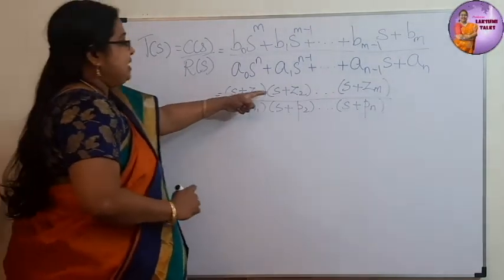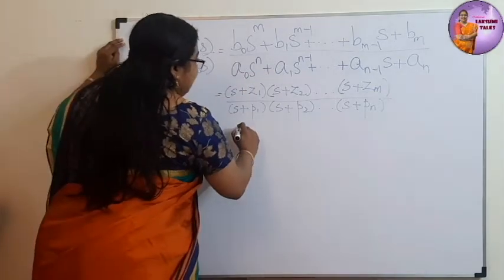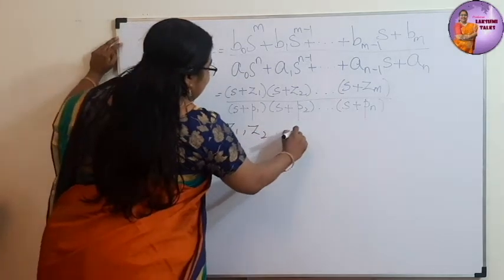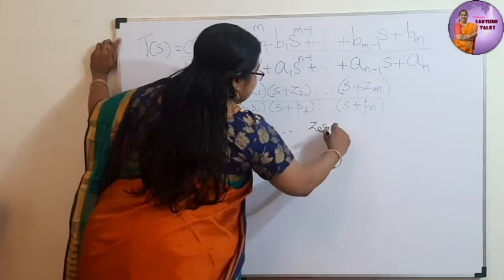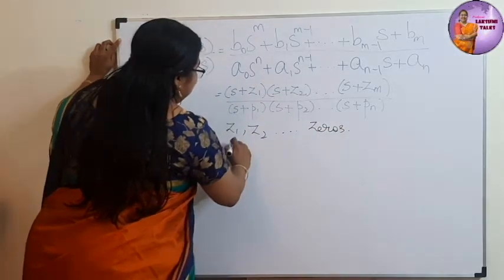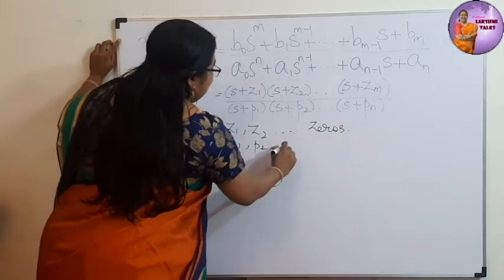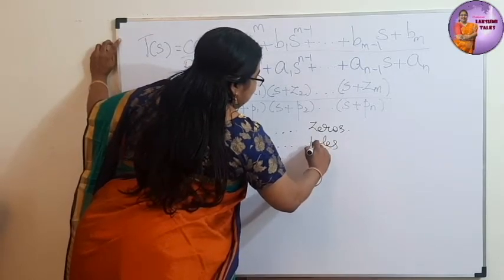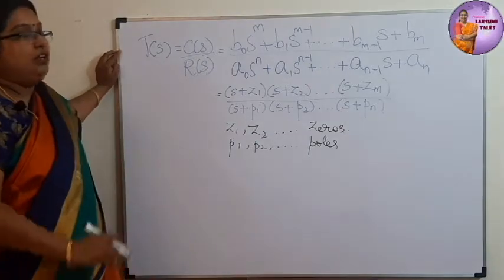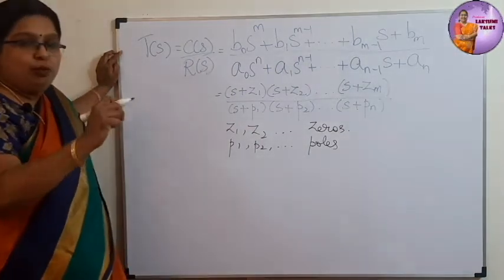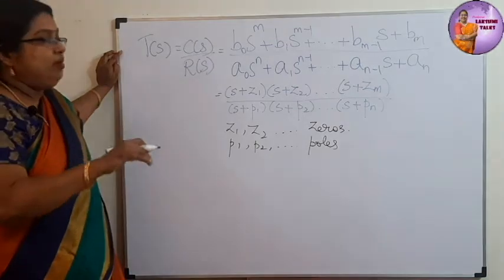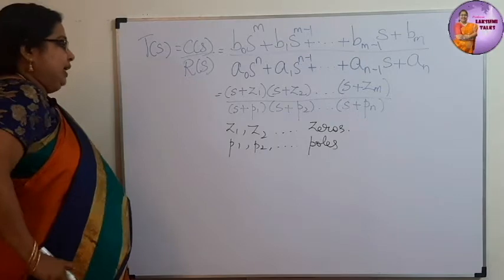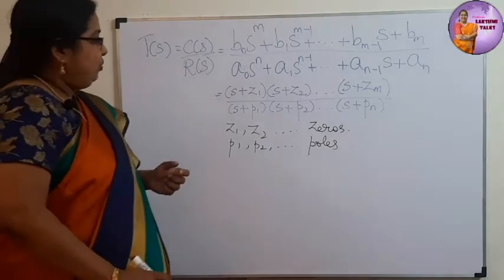See, this z1, z2, zm are called zeros, okay? z1, z2 and so on are called zeros of the polynomial, and p1, p2 and so on are called poles of the polynomial, right? The factors of the numerator polynomial are called zeros and the factors of the denominator polynomial are called poles, right? Okay.